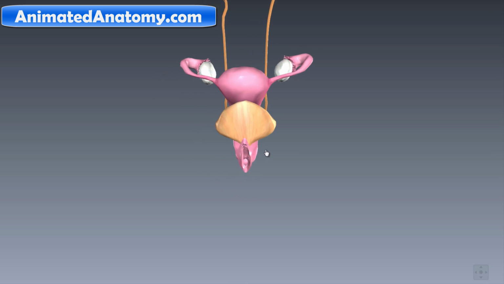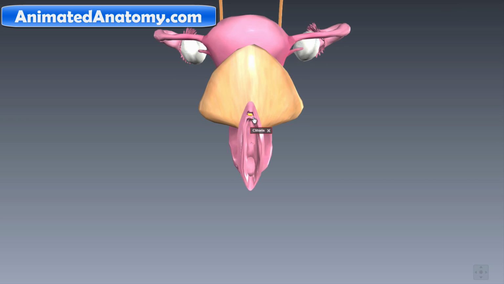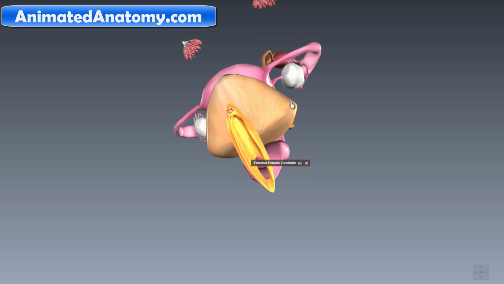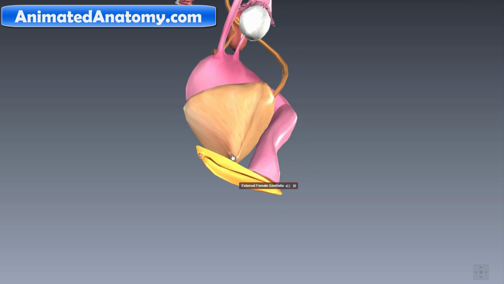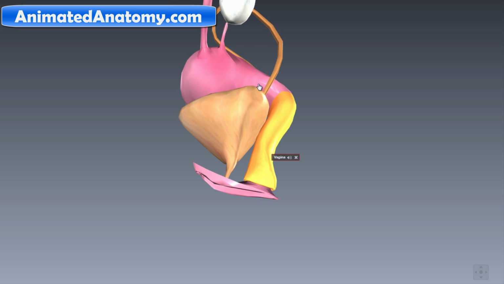And let's start by explaining this here. This is the vulva. And this right here is the clitoris. This is what you see from the outside. It's the external female genital organ. Then you have here a vaginal opening, and that's where the penis enters during intercourse. And this here is the vagina.